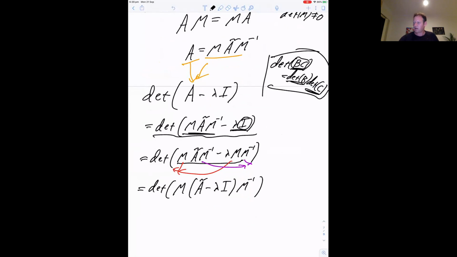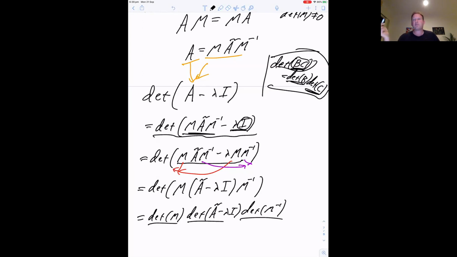If these things are square, that also holds for three matrices. From the two, you can also go by induction to any number. So that's the determinant of M times the determinant of A tilde minus lambda I times the determinant of M inverse. The determinants are already numbers, right? So what's the determinant of the inverse of a matrix if the matrix is non-singular? It's 1 over the determinant. Perfect. So I can then cancel this and this.